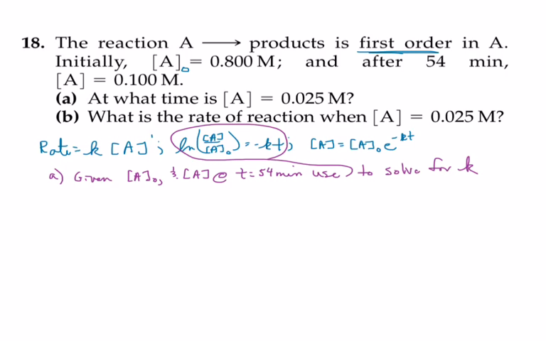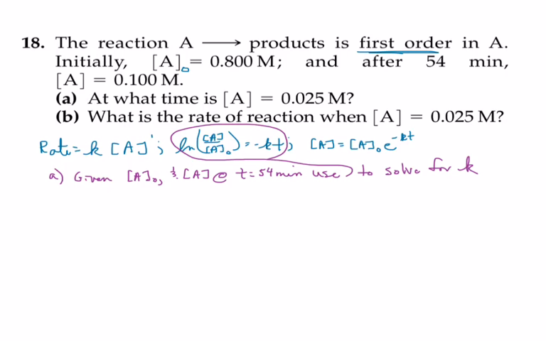So in this case, it says, at what time will we have the concentration of A be down to 0.025 moles per liter? So we have the initial concentration, the concentration of interest, and we're solving for time.